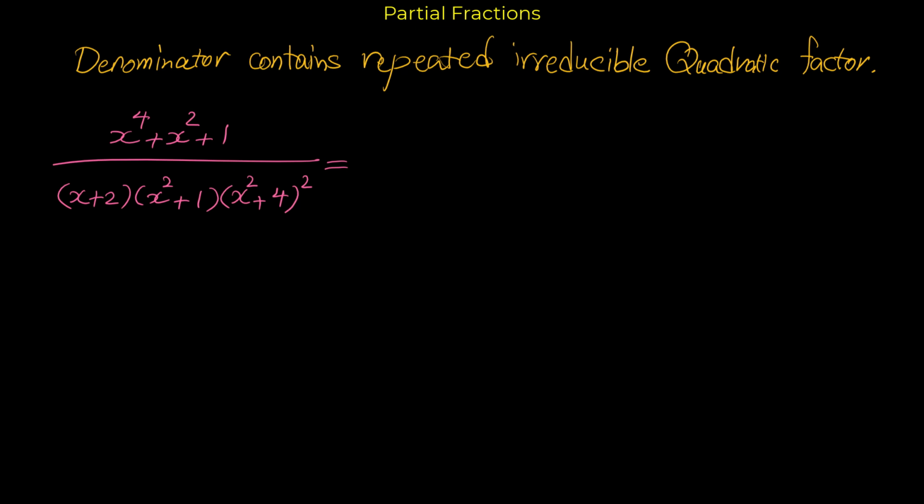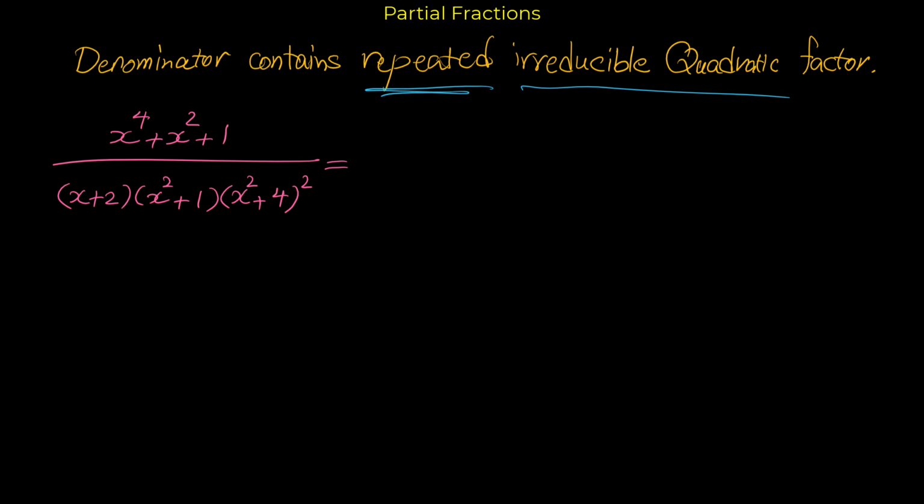In this video, we want to talk about partial fractions decomposition for functions whose denominator contains repeated irreducible quadratic factors. Let us start with this example: x^4 plus x^2 plus 1 over (x plus 2) times (x^2 plus 1) times (x^2 plus 4) all to the 2.